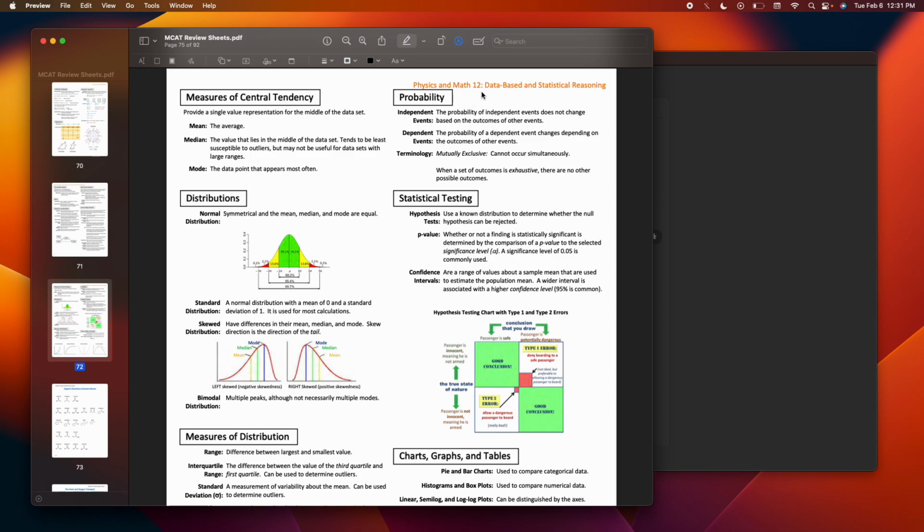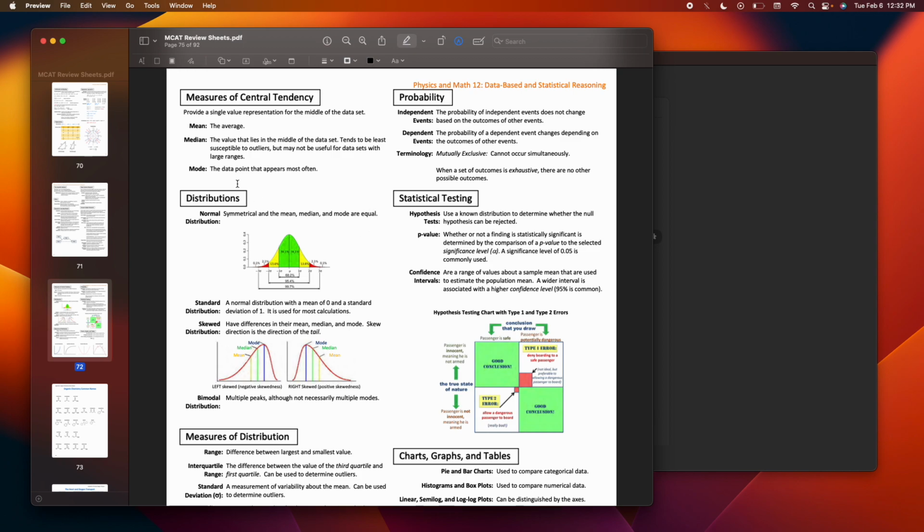So chapter 12 is about data and statistical reasoning. I believe this is important for all science sections on the MCAT, as this is more of an analytical reasoning skill.